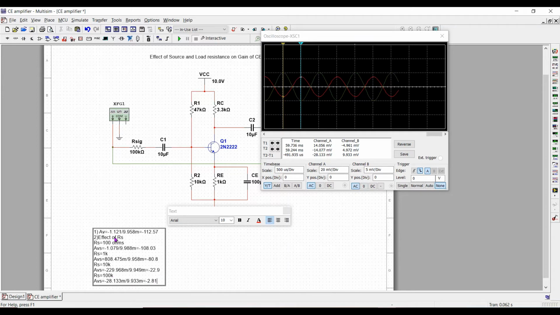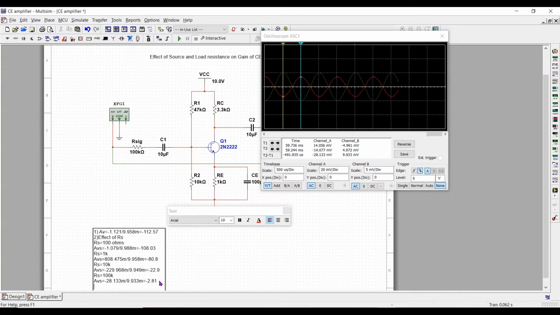Looking at these observations, it is very clear that with the increase in the value of source resistance, the gain goes on decreasing because it resists the input which is reaching the base terminal. So for an ideal CE amplifier, the ideal value of source resistance for good amplification should be equal to 0. So this was the effect of source resistance.